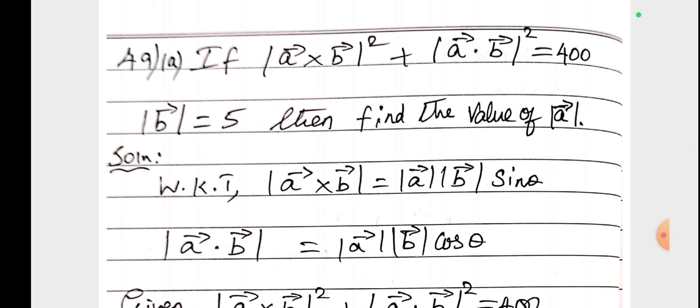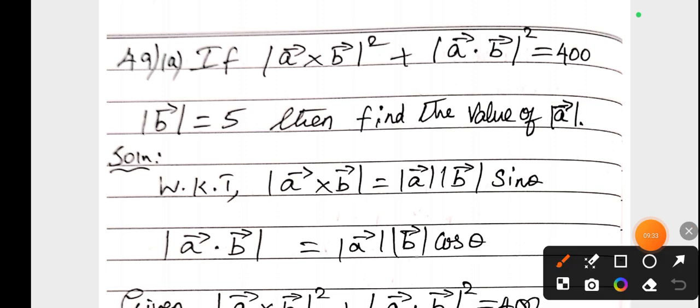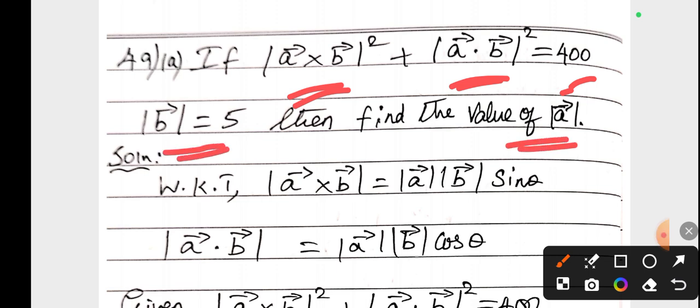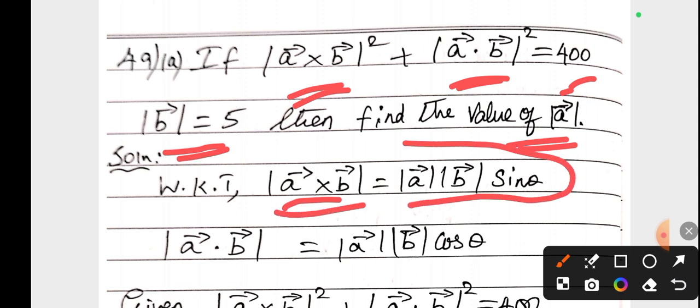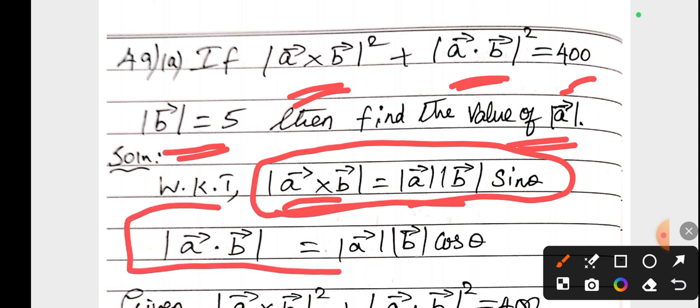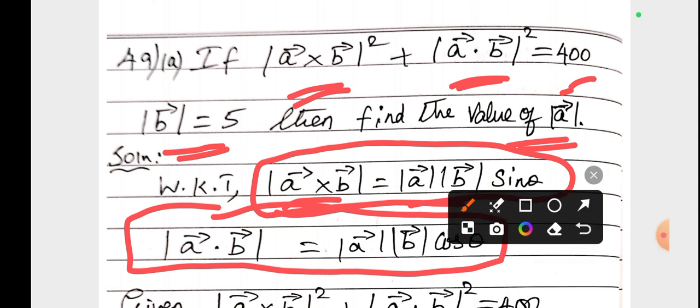Then 49A. This is also one of the nice and favorite questions. Magnitude of A cross B whole square plus A vector dot B vector square equals 400. Magnitude of B is 5. How to find the value of magnitude A? Children, we know the formula for magnitude of A cross B: magnitude of A vector, magnitude of B vector, sine theta. Then A vector dot B vector is magnitude of A, magnitude of B, cos theta.